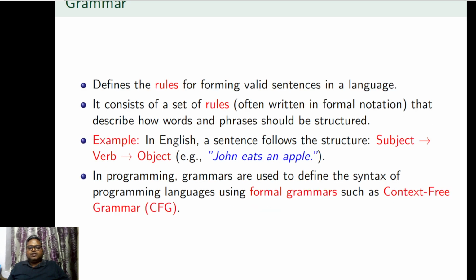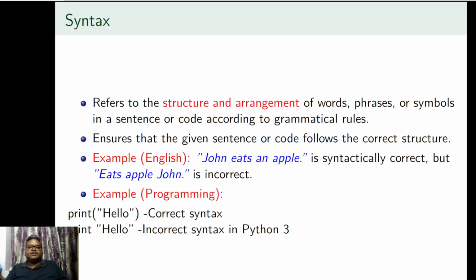Then once we know what is grammar, let us see what is syntax. Syntax says when a sentence follows grammar, we say that it follows the syntax. So syntax is a synonym for the grammar. We can understand like that. And if a sentence follows the given grammar, we say that it is syntactically correct.